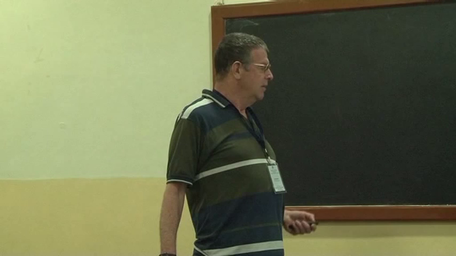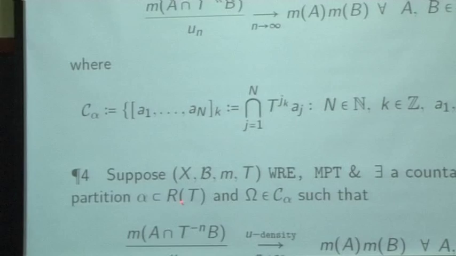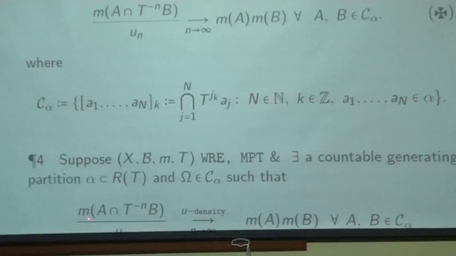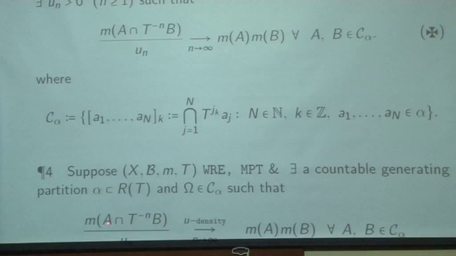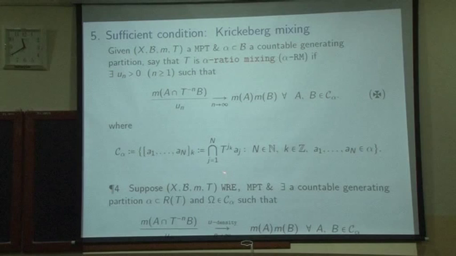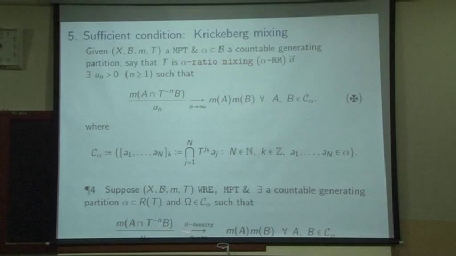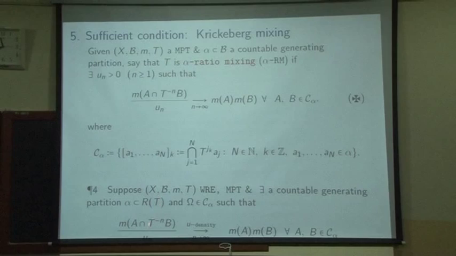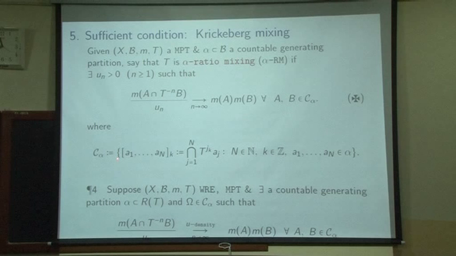Okay, so here's the condition. Suppose we have a weakly rationally ergodic measure preserving transformation, and you have a countable generating partition, in the nice hereditary ring that's involved, and you have this convergence. In fact, you don't really need this convergence, you just need u-density convergence. Then the conclusion, in the footnote, is that you're rationally weakly mixing. If you have this u-density convergence together with average convergence, it allows you to approximate, so from cylinder sets you can get to every measurable subset. Lots of examples have this property.